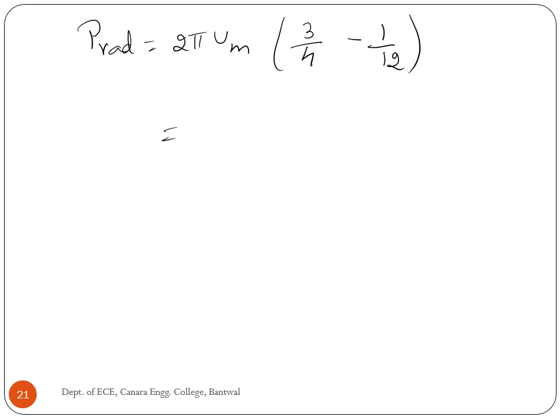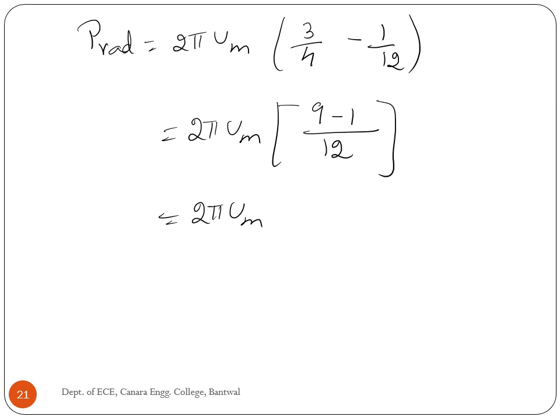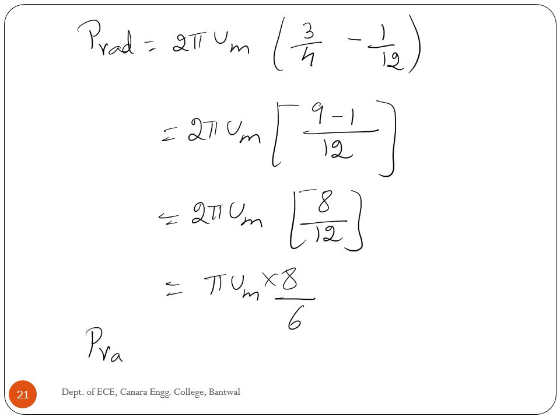Therefore, radiated power is equal to 2 pi Um (3/4 minus 1/12). 2 pi Um (9 minus 1)/12, which is 2 pi Um times 8/12. So pi Um into 8 divided by 6. So radiated power is equal to 4 pi Um by 3.